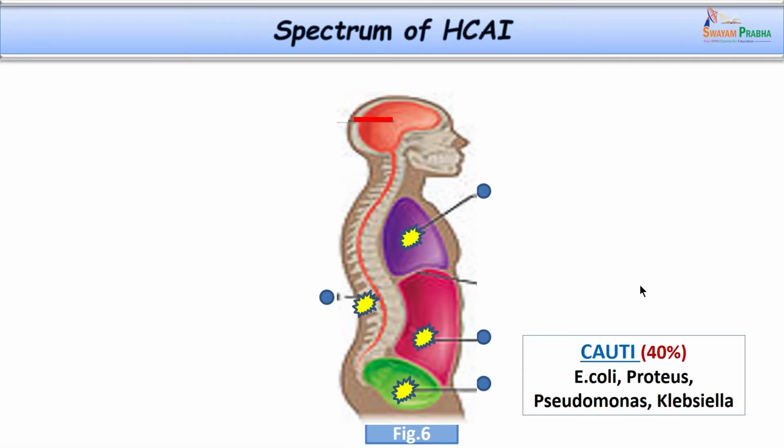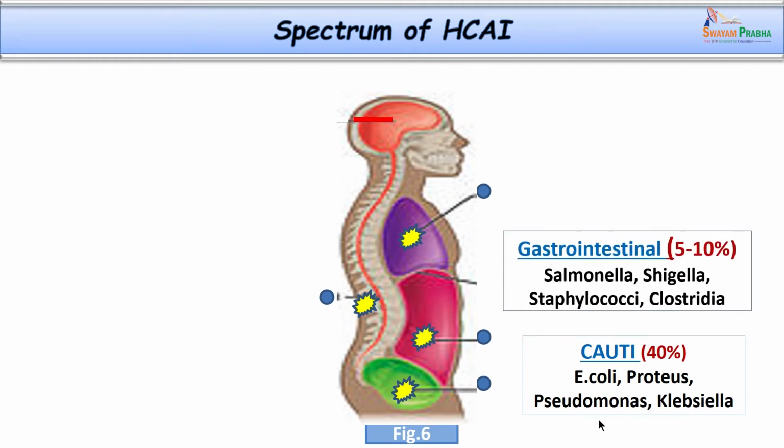Let us now understand the different types of healthcare associated infections. The commonest one is catheter associated urinary tract infections, in short called CAUTI. It can be as high as up to 40%. These are the causative organisms: Escherichia coli, Proteus, Pseudomonas and Klebsiella. The next group are the gastrointestinal infections, which may be as high as 5 to 10%, caused by Salmonella, Shigella, Staphylococci and Clostridium difficile.